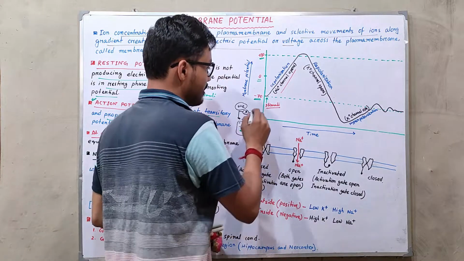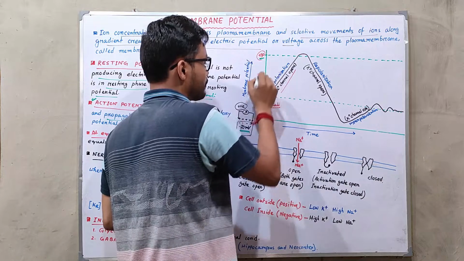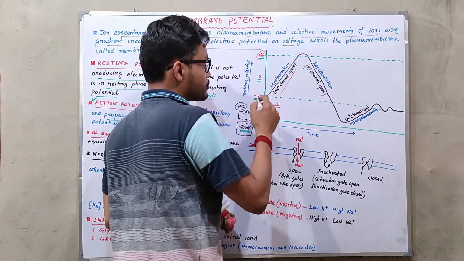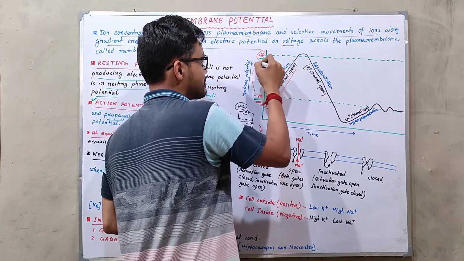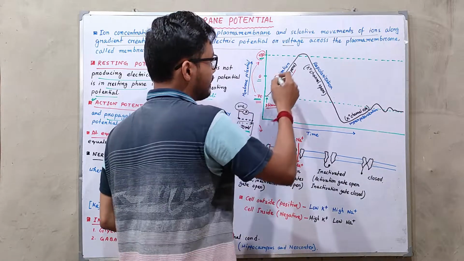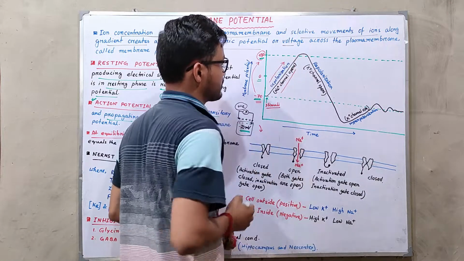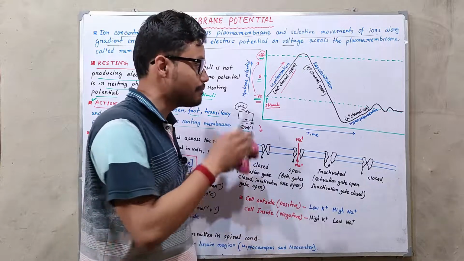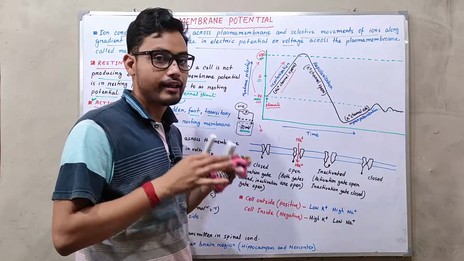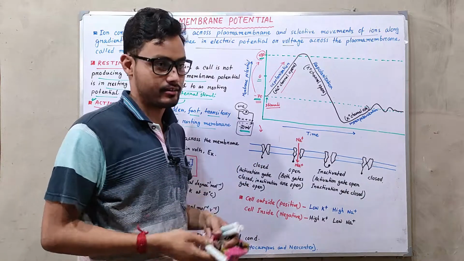That means the membrane potential goes from minus 70 millivolt to plus 30 millivolt. This change is known as action potential and it is known as depolarization of the cell. So basically it is the depolarization of the cell. Whenever a depolarization occurs, a membrane potential is generated, and by that membrane potential the cell can be excited.